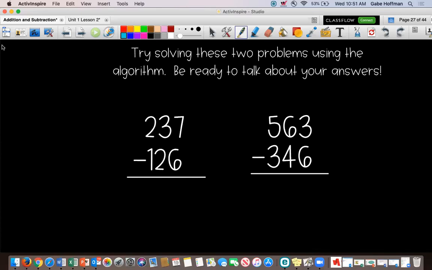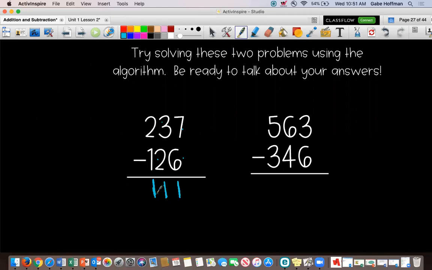So first, I subtracted 7 and 6, and I got 1. Then I subtracted 3 and 2, and I got 1, and 2 and 1, and then I got 1. Very good. 111 would be the answer.